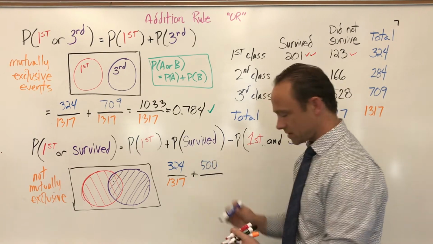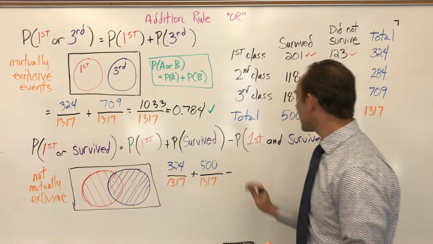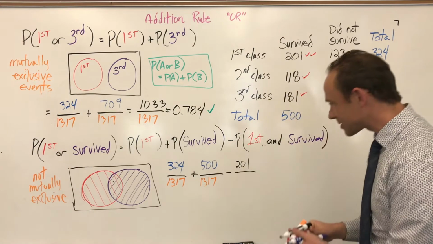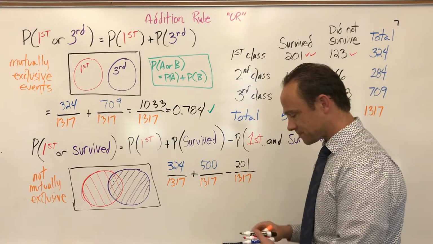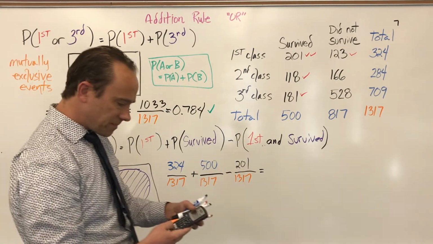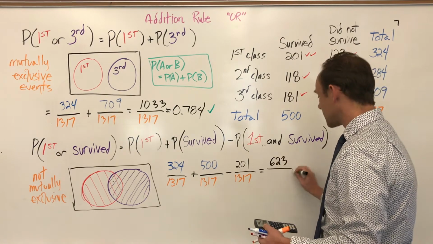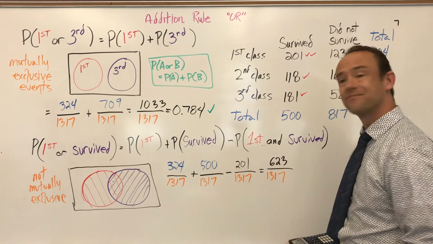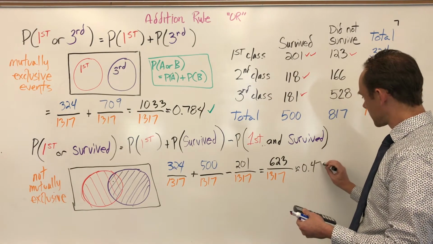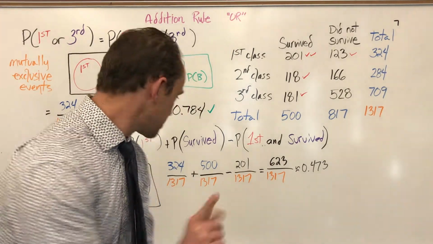And so what we got to do is this. So then you say, okay, so we have the 500 over 1,317. That's the probability of survived. Then you've got to subtract the double. You got to subtract the 201 people who were both. Yes, who were both. Well, 1,317. So what does that give us? Well, let's see. We got 324 people plus 500. Let's subtract the overlap, the people who are both, and you get 623. 623 over 1,317. So let's divide that, and you get approximately 47.3% or 0.473.